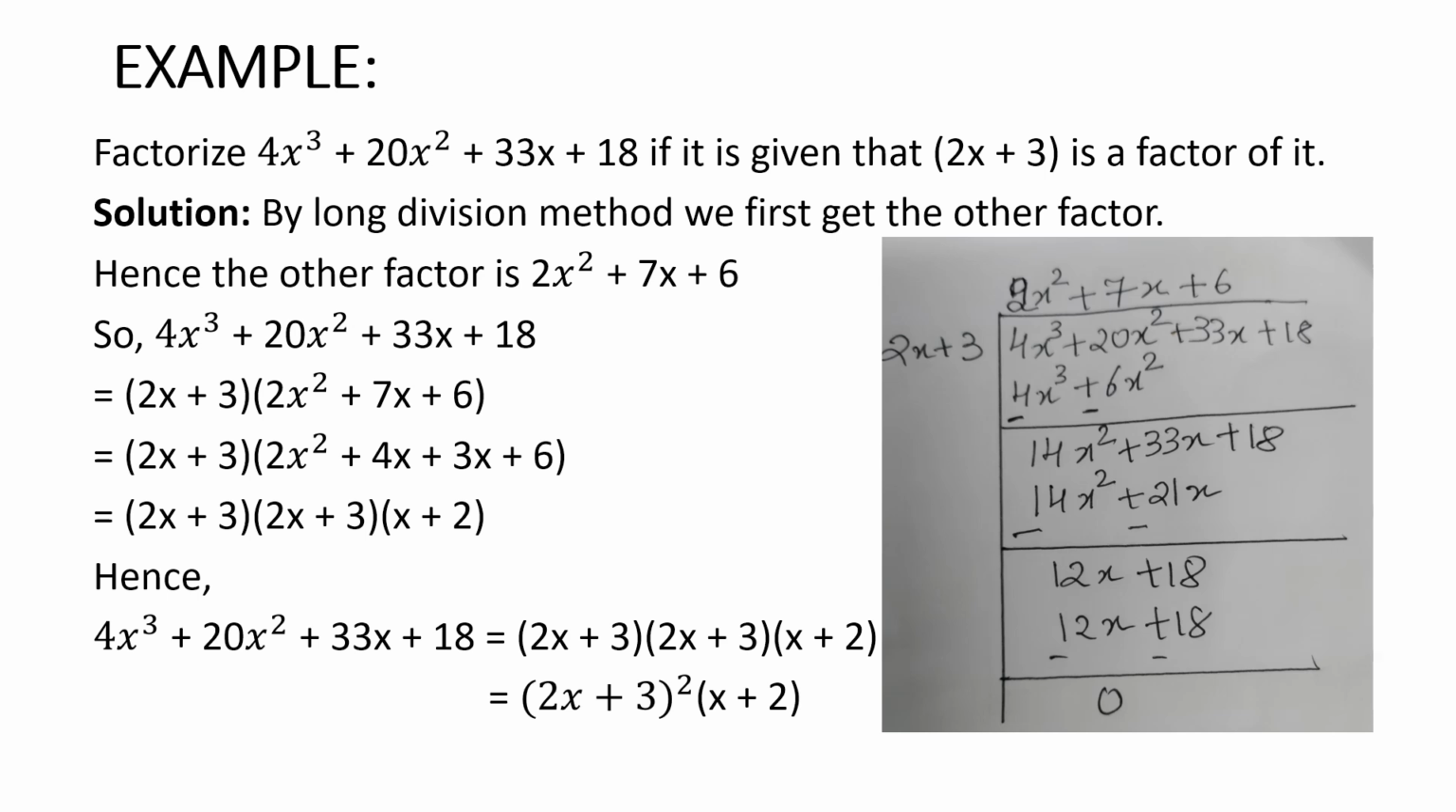Now you can use our simple factorization technique to get the two factors. So 6 into 2 can be written as 4 into 3. Simplifying it, we get the factors as 2x plus 3, 2x plus 3 again, and x plus 2. So it can also be written as (2x plus 3) square into x plus 2.